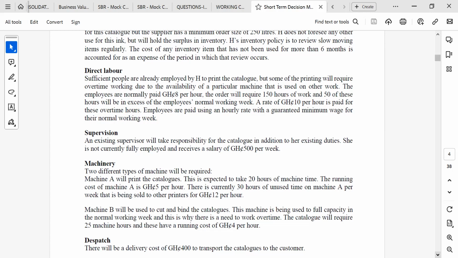Employees are paid using an hourly rate with a guaranteed minimum wage for their normal working week. Do you know why they are adding the guaranteed minimum wage? It's not because of the overtime. If they are giving a guaranteed rate, even if you work less than that, they will give you the guaranteed one, the highest one. What they are trying to say is that the employees are paid for idle time.